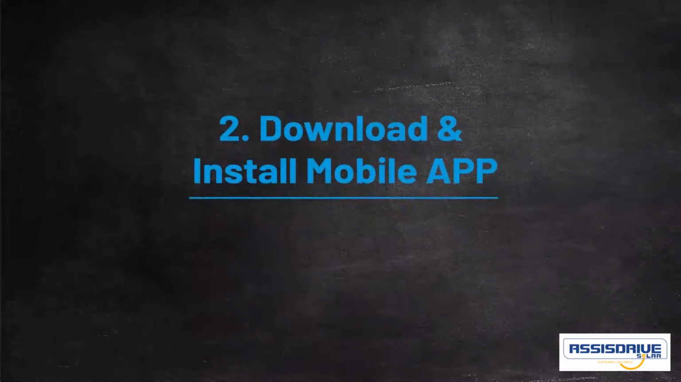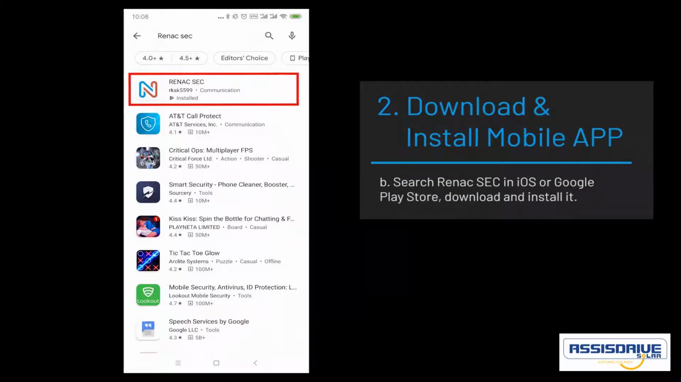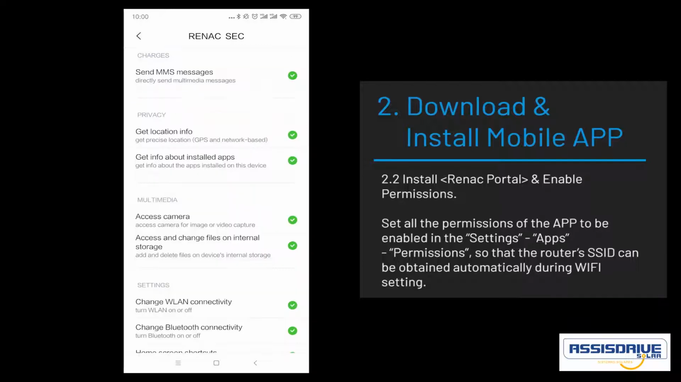Step 2. Download and install mobile app. There are two ways to download and install RENAC SEC. Scan the QR code below to download and install RENAC SEC. Search RENAC SEC in iOS or Google Play Store. Download and install it. Install RENAC portal and enable permissions.